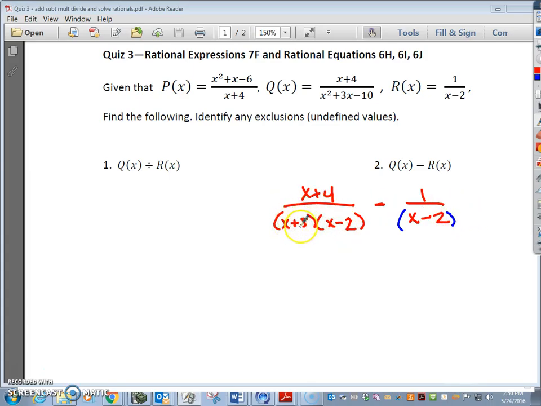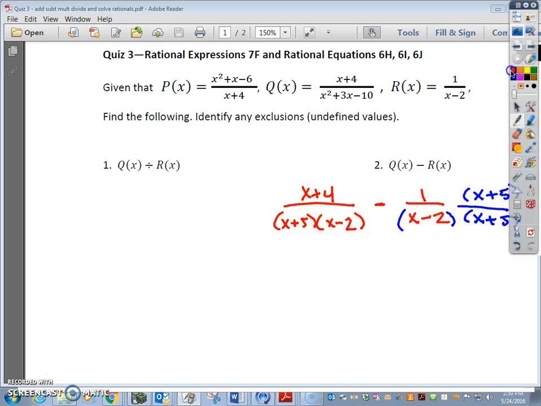The x plus 5, right? This has an x plus 2. I'm sorry, x minus 2. The x plus 5 is missing, so I'm going to multiply it to the bottom and the top, so that way the bottom matches. So x plus 5 at the bottom, x plus 5 at the top. So now they're going to match, so now I can subtract it.